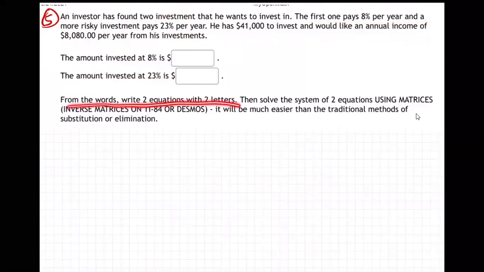From the words, write two equations with two letters. Then solve the system of two equations using matrices, inverse matrices on the TI-84. I wrote Desmos, or I think I changed it to GeoGebra. Any of those are fine. Doesn't matter. Desmos, GeoGebra. It will be much easier than the traditional methods of substitution or elimination, right? Okay, let's do it. So we need two equations.